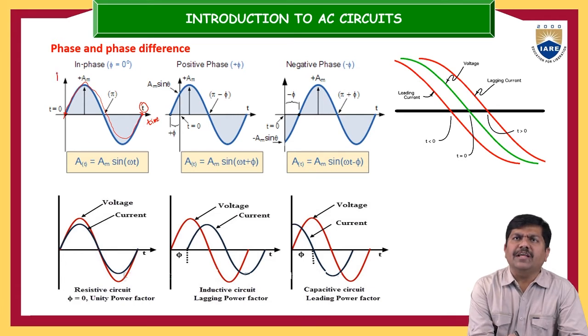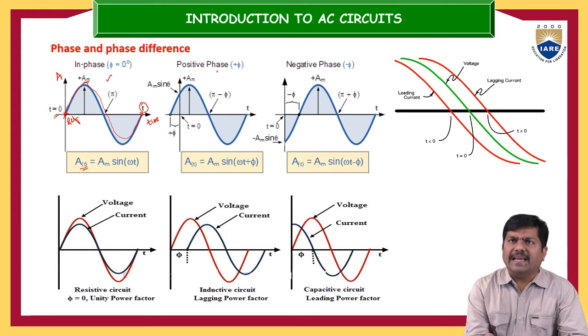Let this waveform be A. So A depends on the time t. A of t is the peak value, A max, into sine of omega t. This is the representation. In this simple example, the waveform originates at t equal to 0. That point is the reference point. Generally, t equal to 0 is the reference point from where our alternating quantity begins.